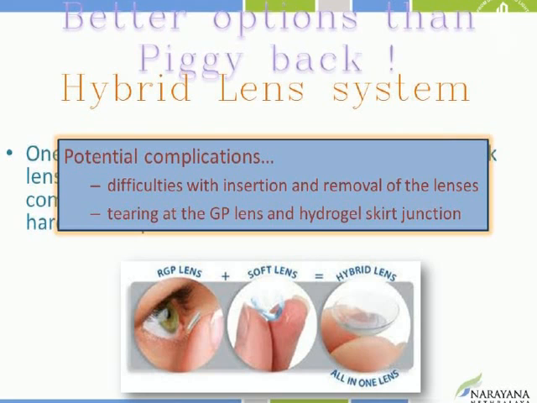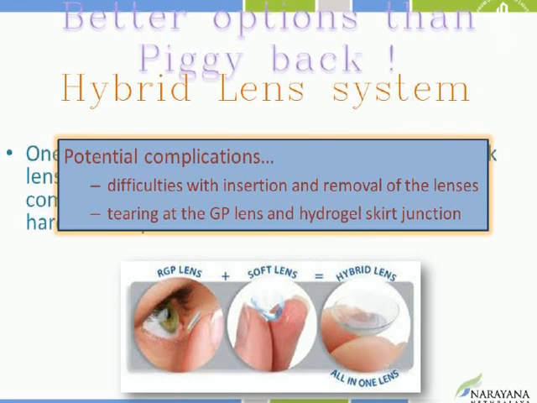The next option would be a hybrid lens, if you are not comfortable with the piggyback. The central part which bears the power is the RGP, and there is a soft lens peripheral skirt which gives the comfort. So this is called a hybrid lens. Problems could be tearing at the junction of the RGP and the soft lens, and also some difficulties in the insertion and removal of these lenses.